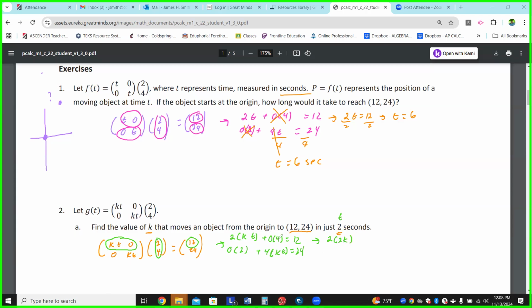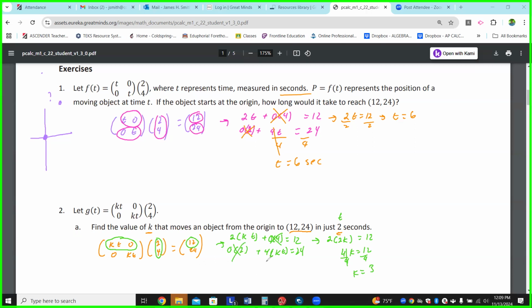Do I need the 0, 4 anymore? No. So then that right there would equal 12. What's 2 times 2k? And then what would I do? Divide by 4. So k equals what? 3. If done correctly, this equation should give me the same conclusion.